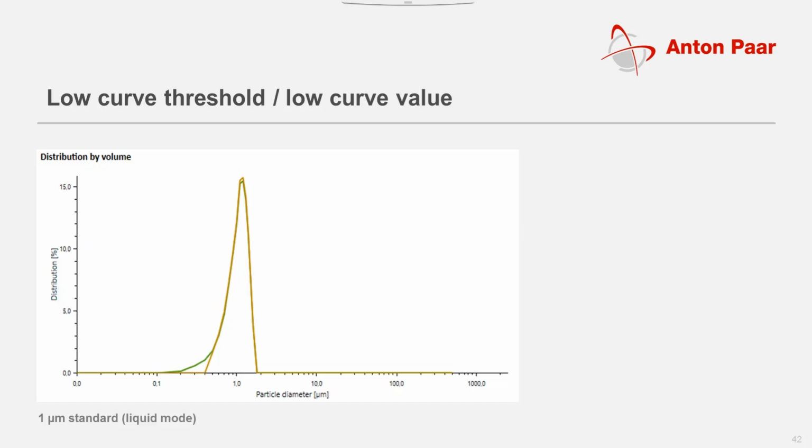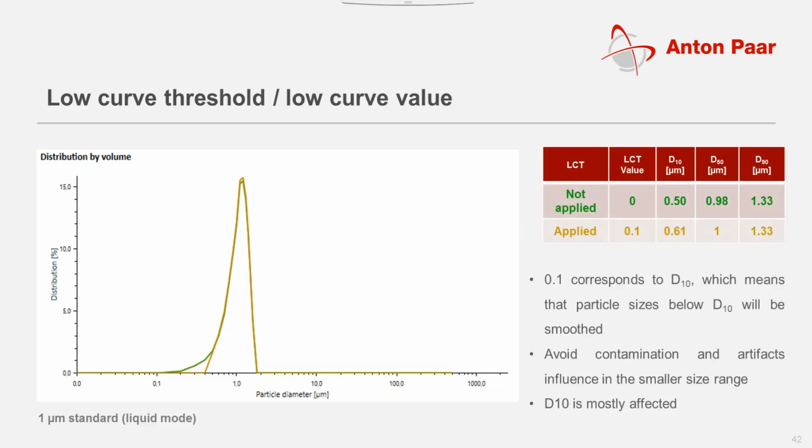A 1 micrometer standard sample was measured. The green curve displayed in the figure is obtained when the low curve threshold is not applied. The yellow curve is obtained when the low curve threshold is applied. A low curve value of 0.1 was chosen in this case, and this corresponds to D10. This means that the particle sizes below D10 will be smoothed because all histogram values below D10, for which the size bins have very low frequency, are set to 0.